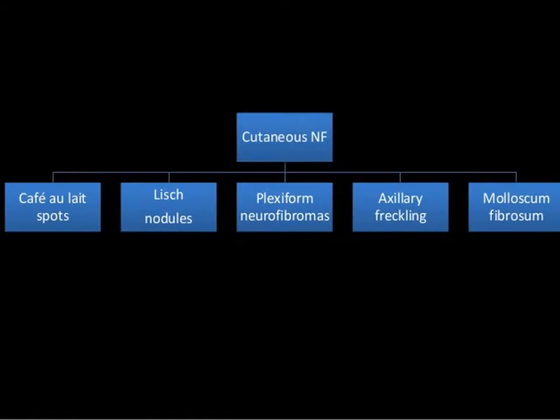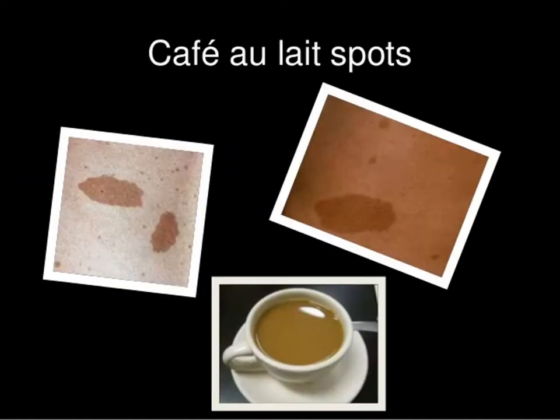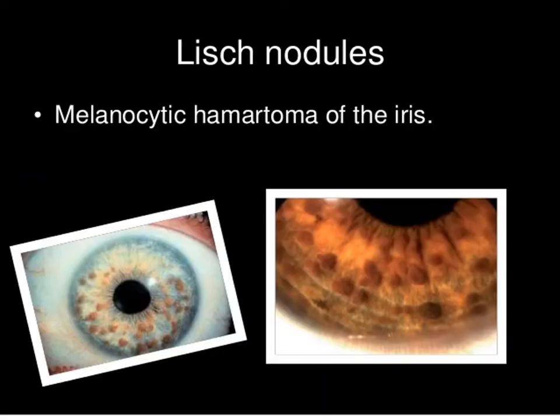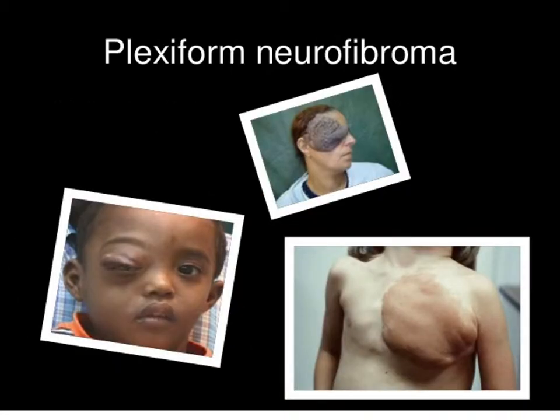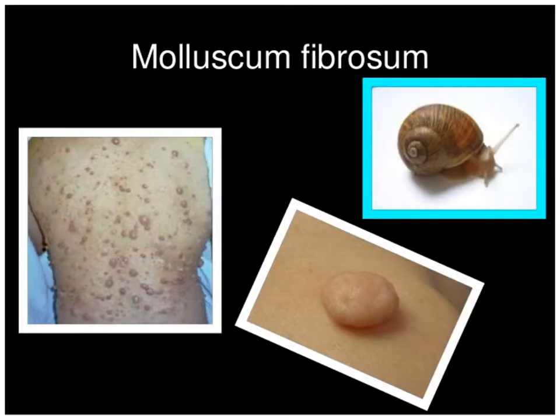We have cutaneous manifestations of neurofibromatosis: café-au-lait spots, Lisch nodules, plexiform neurofibroma, axillary freckling, and molluscum fibrosum. This is a café-au-lait spot, and this is a melanocytic hamartoma of the eye. This is a Lisch nodule, and these are plexiform neurofibromas, and this is molluscum fibrosum.